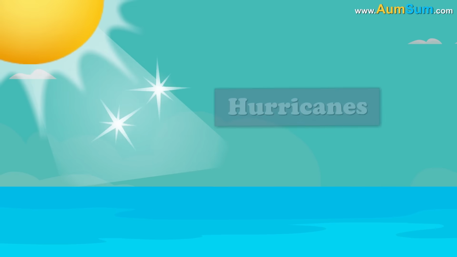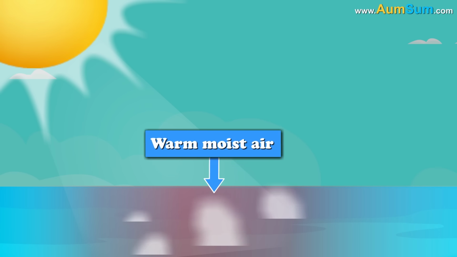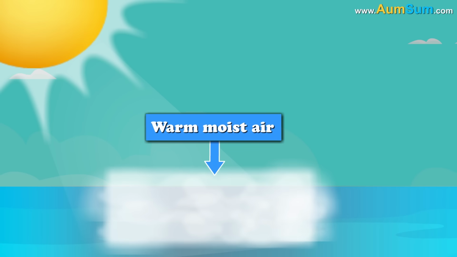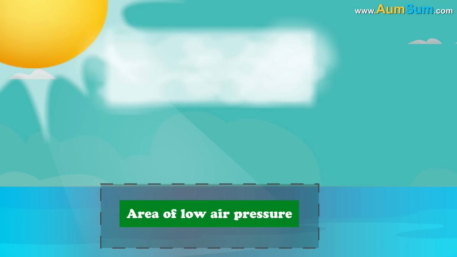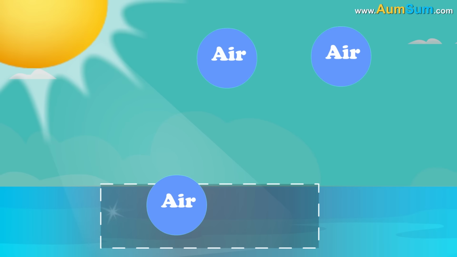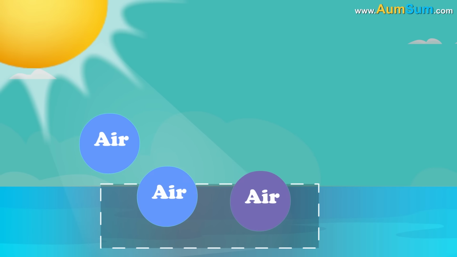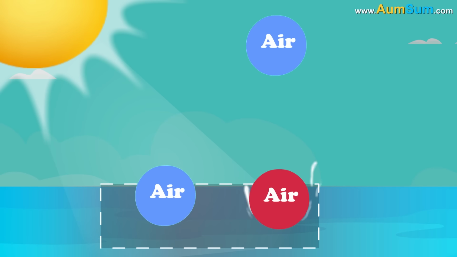Hurricanes form only over warm ocean waters near the equator. This warm water evaporates, resulting in the formation of warm, moist air over the ocean surface. This air rises up, creating an area of low air pressure below. Air from surrounding areas pushes into this low pressure area. This air also becomes warm and moist and rises. This cycle keeps on continuing.